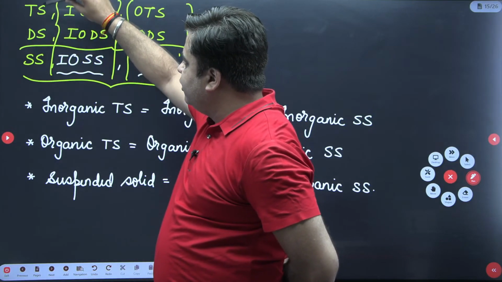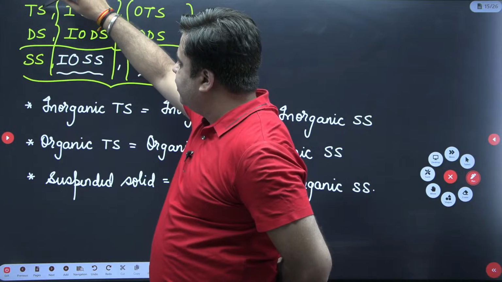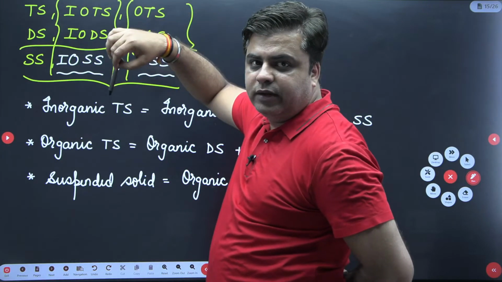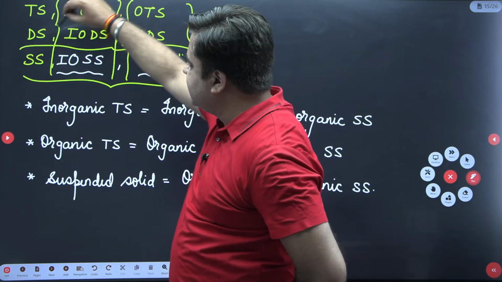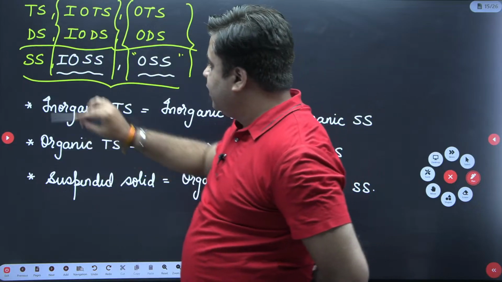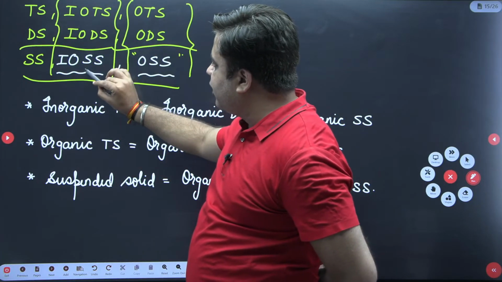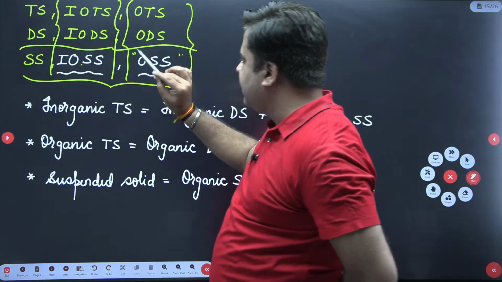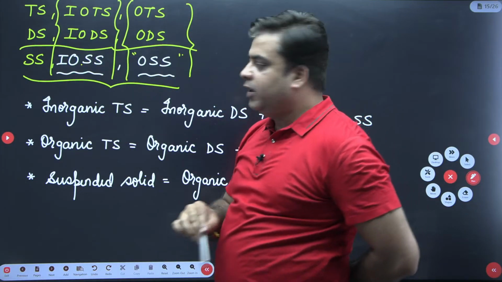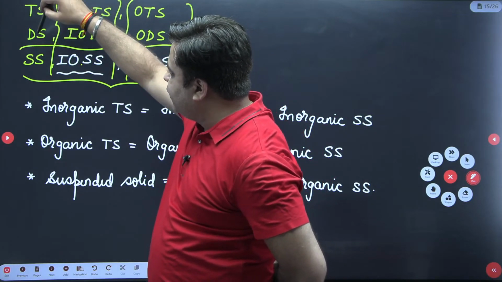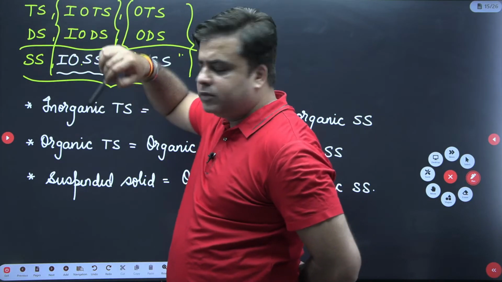So what you can do is, total solid is the sum of inorganic total solid plus organic total solid. Similarly, dissolved solid is the sum of inorganic dissolved solid plus organic dissolved solid. Suspended solid is the sum of inorganic suspended solid plus organic suspended solid. When you go column wise, total solid is the sum of dissolved solid plus suspended solids.